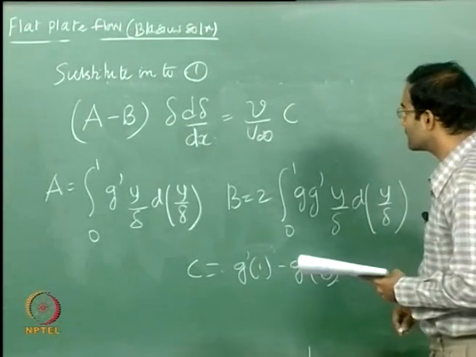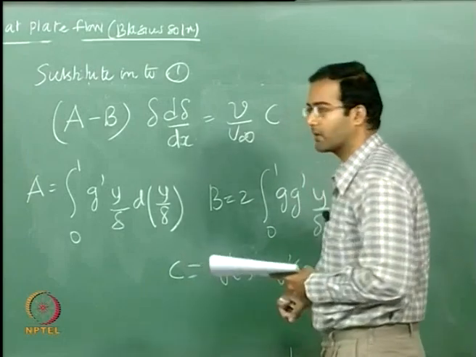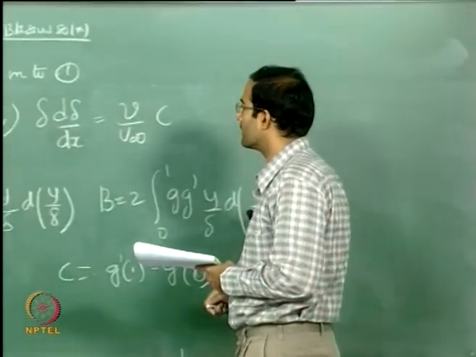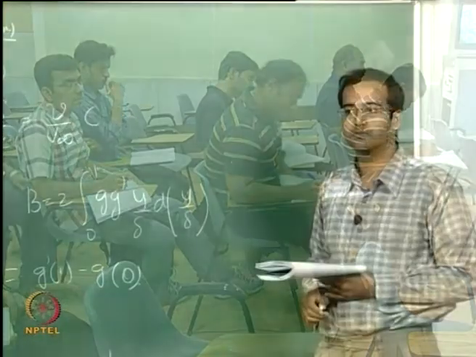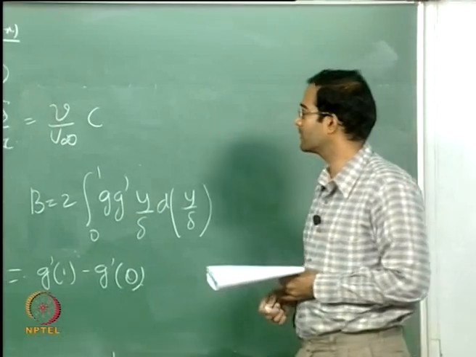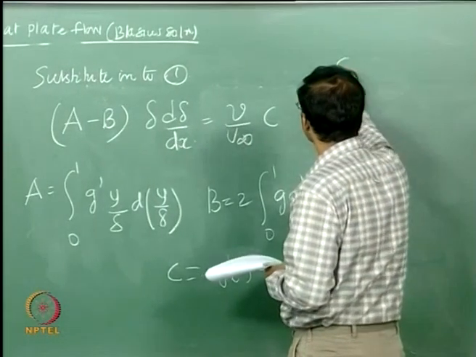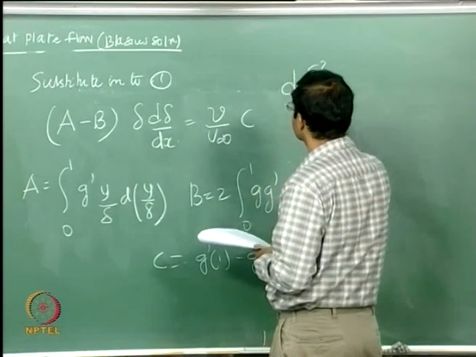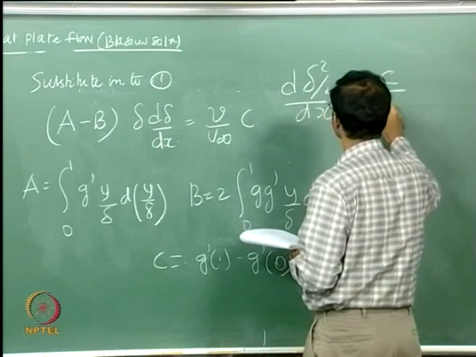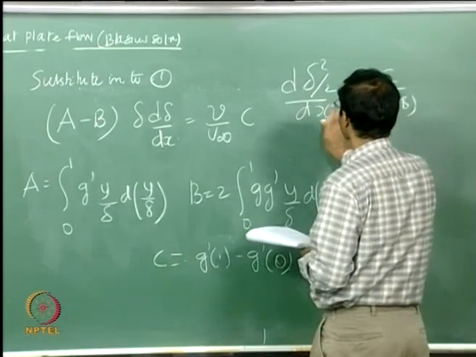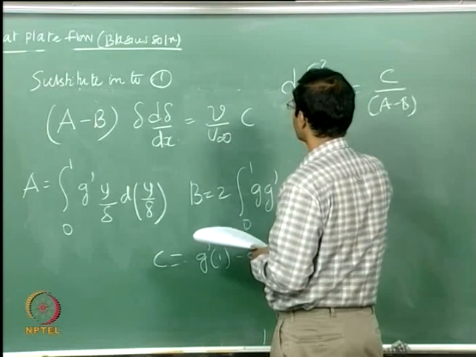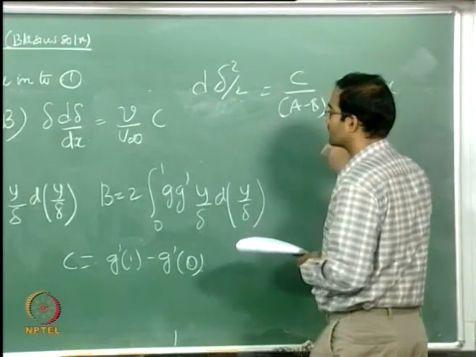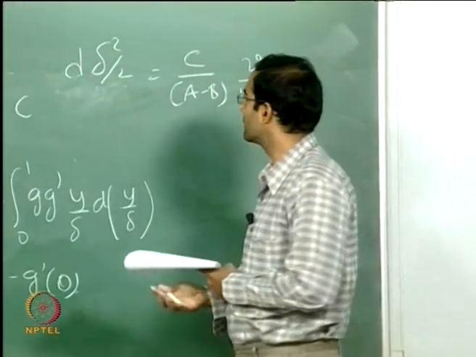Alright, so this is your ODE. Can you tell me what is the solution for this? How do we solve this ODE? Separation. Okay, so what will be the solution for delta? I can write this as d(delta square by 2) by dx is equal to (c by a minus b) into, so I can separate it as you said, nu by u infinity into dx.